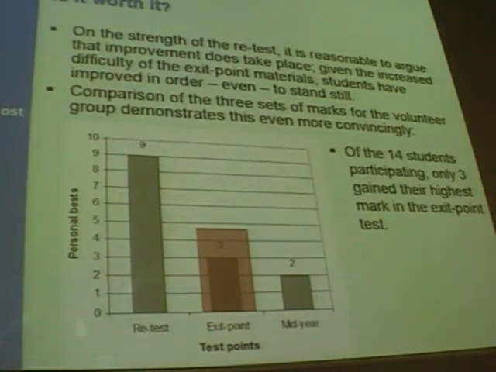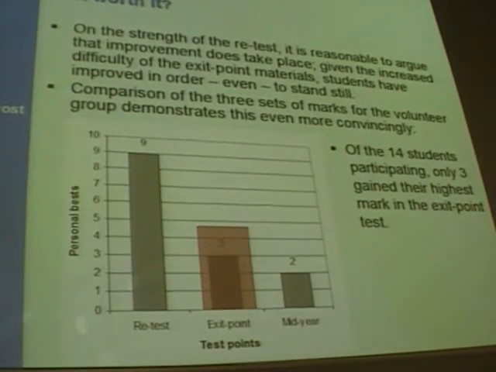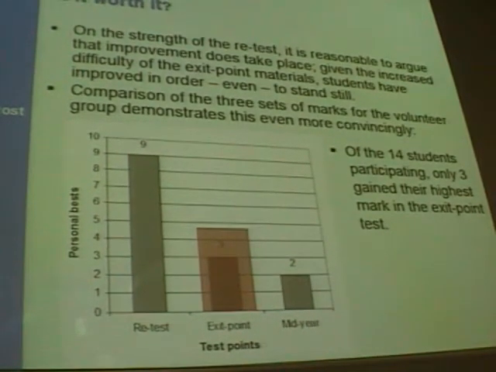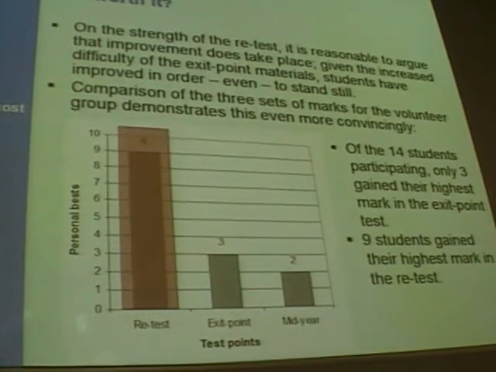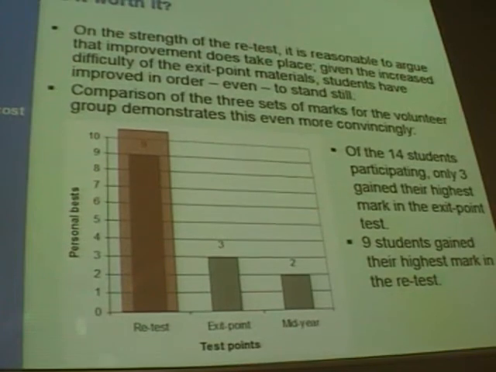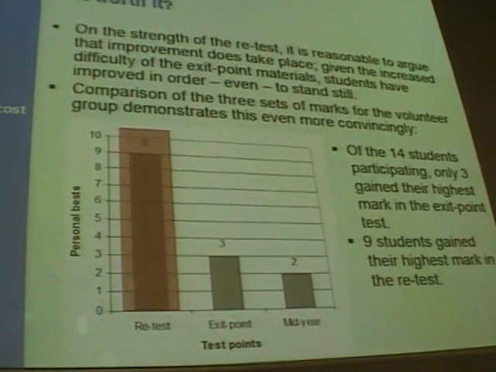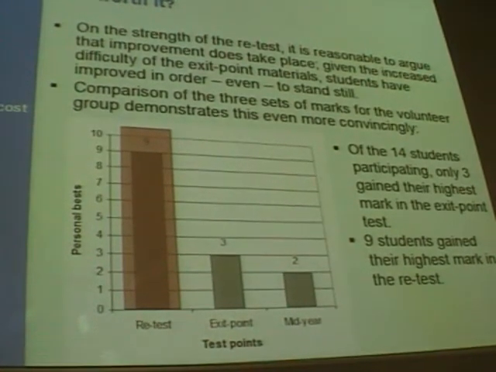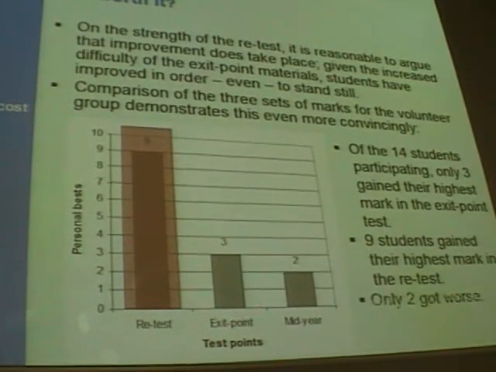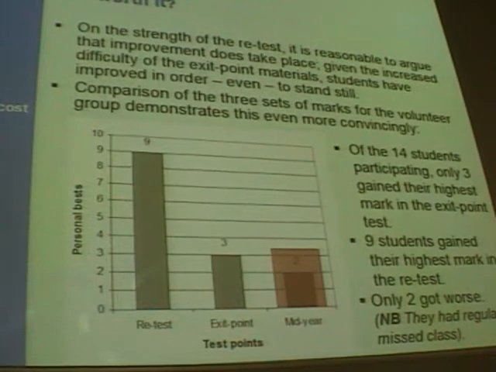We have 3 students who improved in their exit point test, so obviously 3 very good students. But a further 9 improved when they retook the mid-year test, so 12 students improving overall. We do have a couple of mavericks, which is unfortunate, because these were volunteers, and I suspect these two were currying favour. They hadn't been to class, and they're the people who did worse.